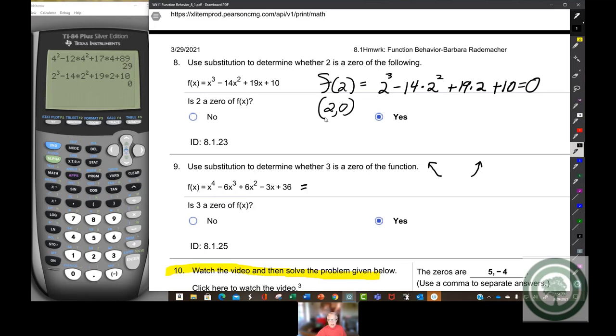Okay, so we're going to do this again. I think you get the idea though. You plug a 3 in for every x, stick it in your calculator, or do it by hand, and you should get a zero. Okay.